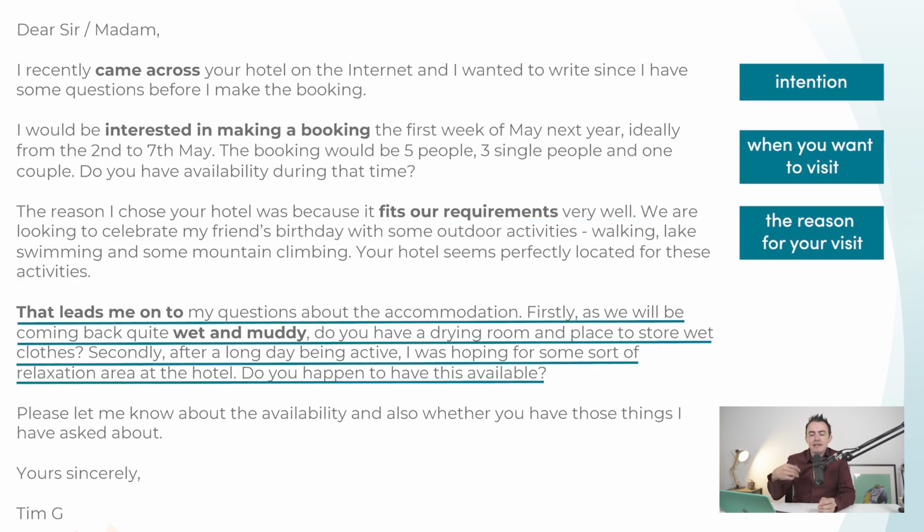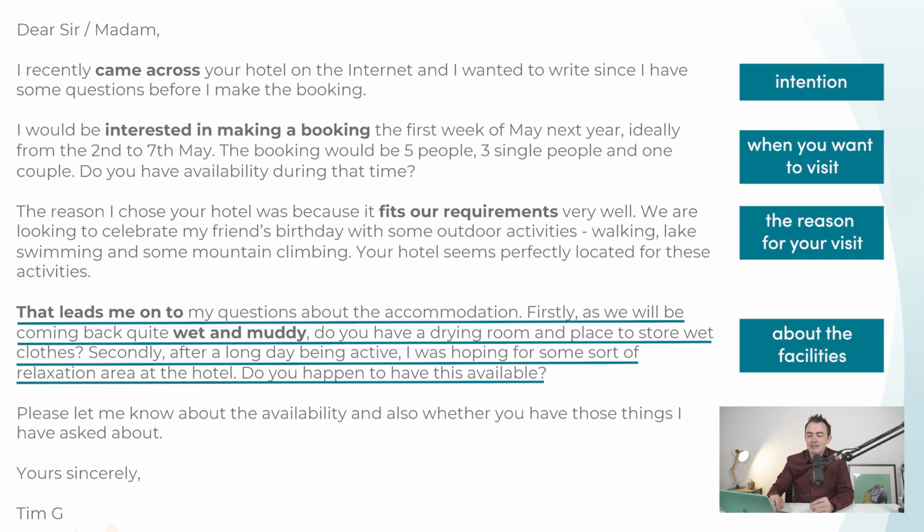The third paragraph is going to be asking about the facilities. So make sure you ask about the facilities or things which are on offer. That leads me on to my questions about the accommodation. Firstly, as we will be coming back quite wet and muddy, do you have a drying room and a place to store wet clothes? So there's a question. Secondly, after a long day being active, I was hoping for some sort of relaxation area at the hotel. Do you happen to have this available?